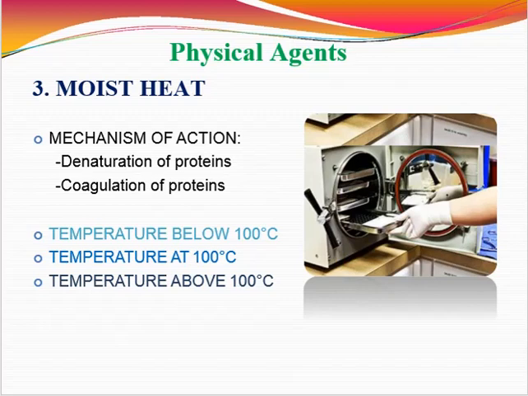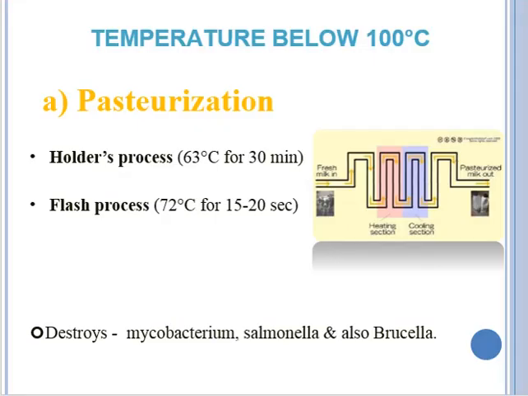Next, after drying effects, is moist heat. The mechanism of action is basically denaturation and coagulation of the proteins, which leads to killing of the organisms. It has three types of temperatures: below 100 degrees Celsius, at 100 degrees Celsius, and above 100 degrees Celsius. We will discuss all these one by one.